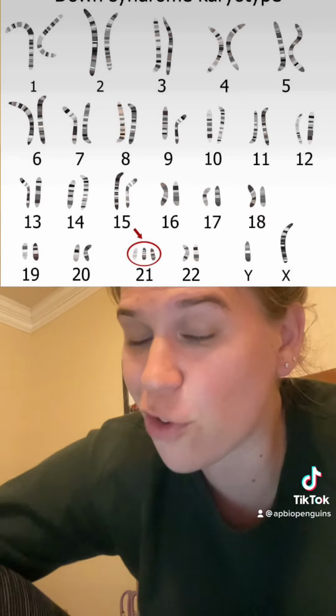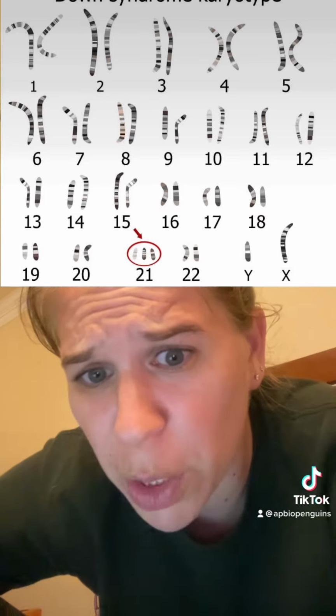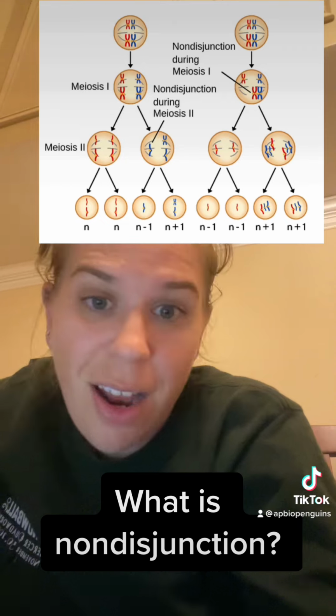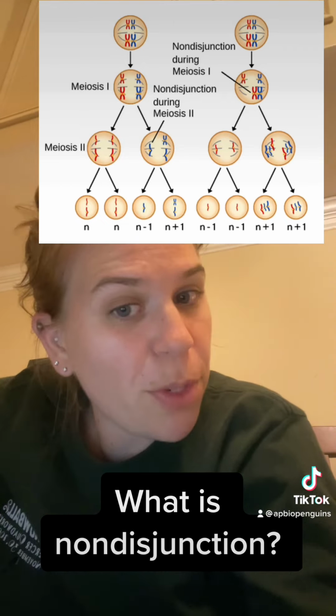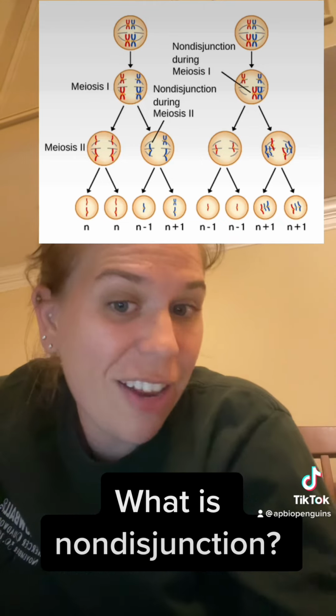If we compare that to this karyotype, you're going to notice that there are 3 of chromosome 21. Wait, you have 3 of chromosome 21? Yep, that's called Down syndrome. One of the causes is something called nondisjunction. Nondisjunction results when the homologous chromosomes or the sister chromosomes do not segregate during anaphase 1 or anaphase 2.